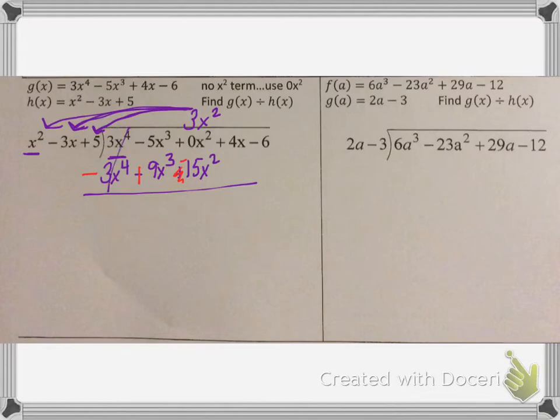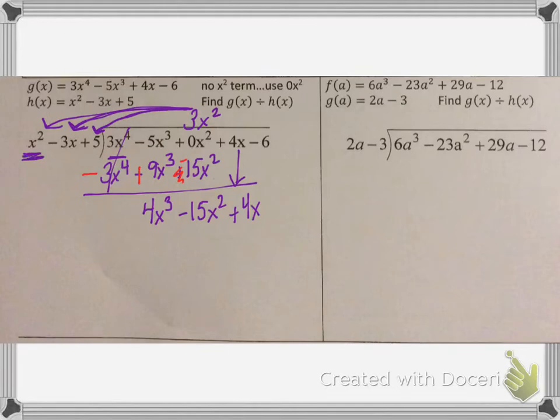First terms cancel out, and let's see, negative 5x to the 3rd plus 9x to the 3rd is positive 4x to the 3rd. And 0x squared minus 15x squared would be negative 15x squared. Notice the 0 isn't a problem anymore. We've taken care of it. Now I'm going to bring down my 4x. Cycle 1 is done. Now let's repeat the process.